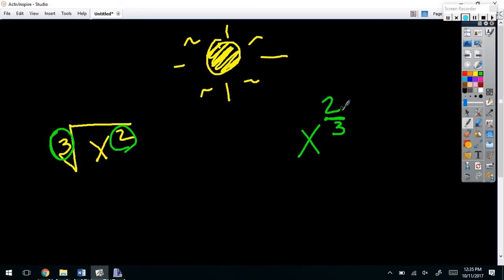So, let's see. What we're going to do, we're going to evaluate some expressions. But in order to do that evaluation, we're going to need to change the form first.